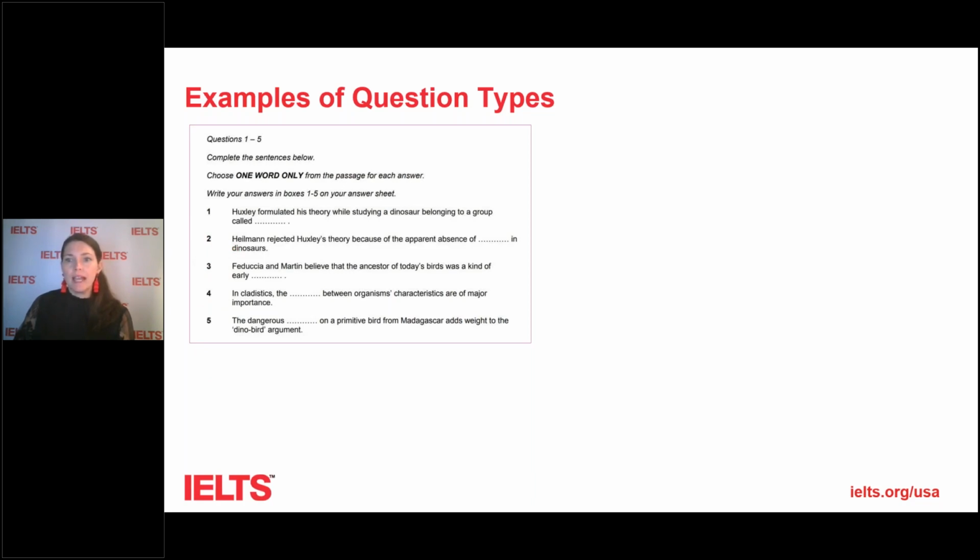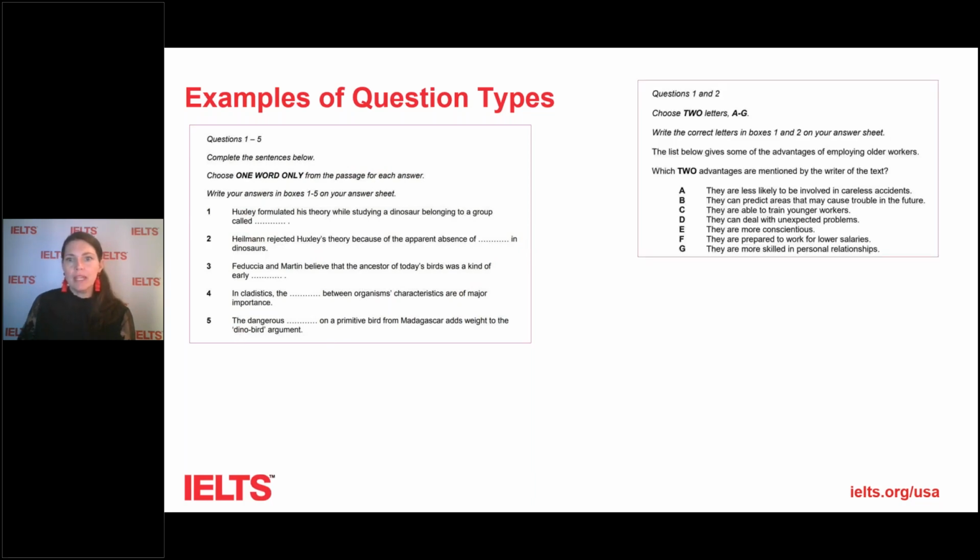This task type is asking you to find one word only. So the instructions on here ask for one word from the passage in the blanks here. And so that's important that you pay attention to the instructions. It could have said 2 words, or it could have said no more than 2 words, for example. So what you're being asked to do here is find a word from the passage that fills in the blanks.